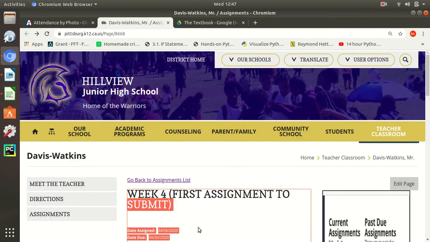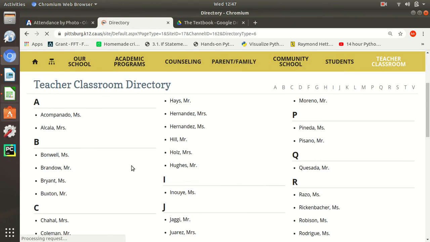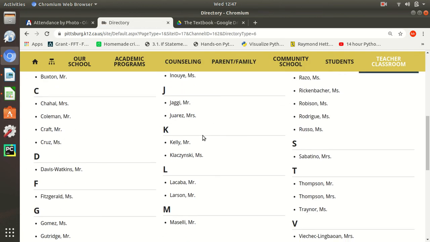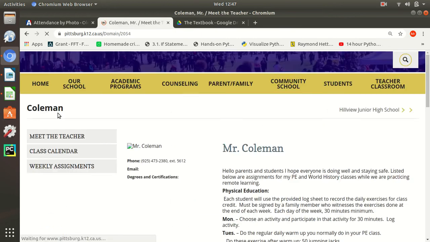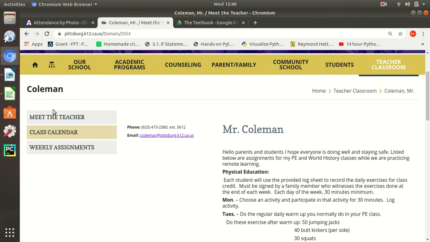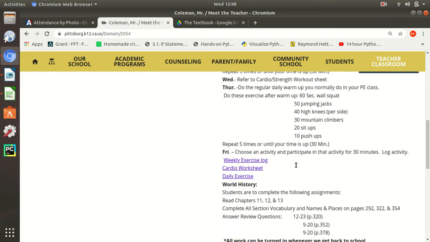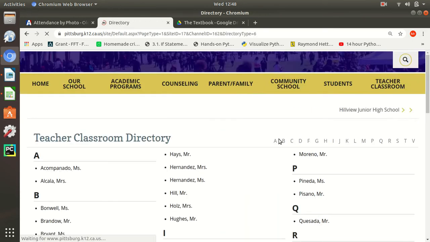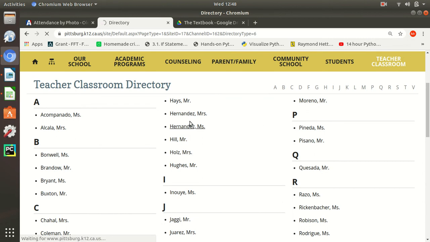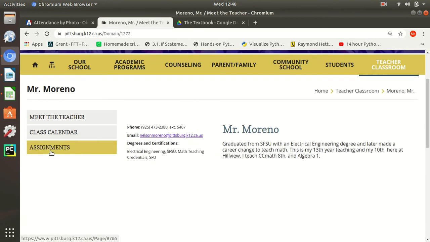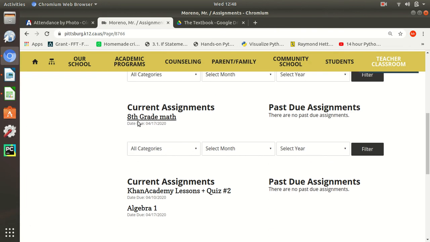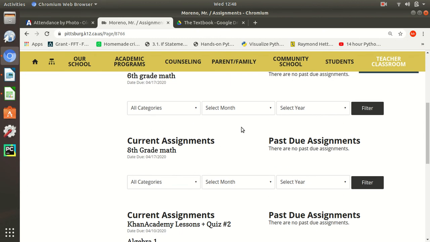I think that's all I got. Other classes, go to Teacher Classroom. Look over here, whichever is your teacher. Let's say it's Mr. Coleman. You're going to click on Mr. Coleman and you'll find his assignment right there. For some of the teachers, you might click on it and you'll have to click on assignments. And then you click on assignments and you'll see a list of assignments and you just click on whichever one you're on and that should open up the directions.